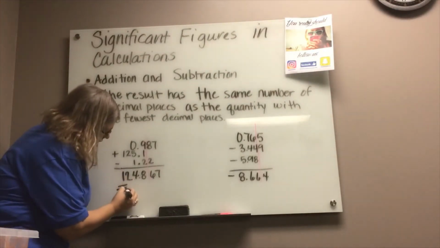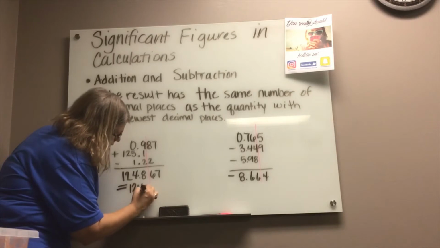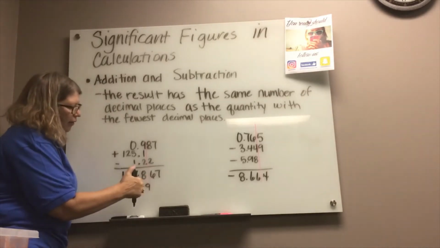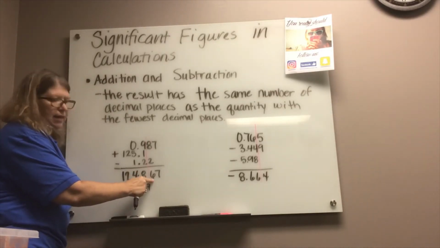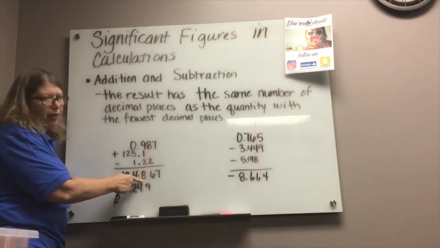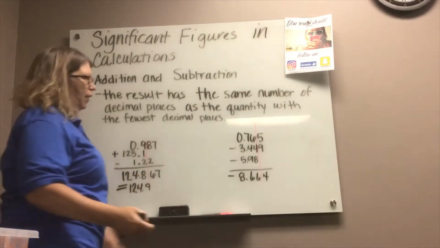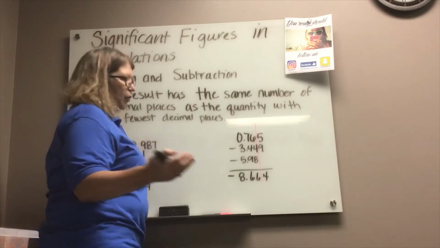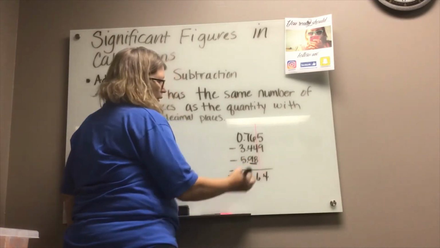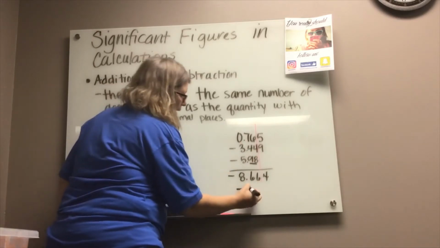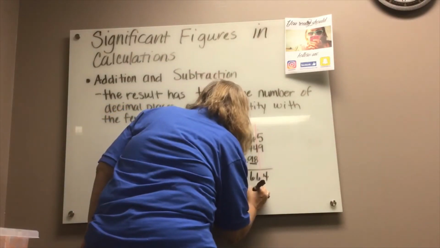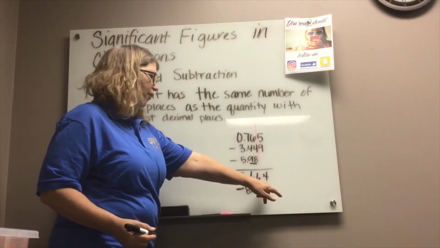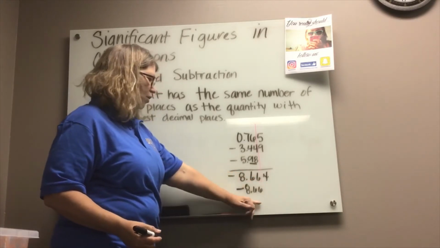So my answer here is going to be 124.9. And why is it 0.9? Because this number here is 6, so it's 5 or higher, so I'm going to round this number up to 9. And then looking at this subtraction problem here, we've determined that our factor with the fewest decimal places is this one here. So I've drawn my line, and I know that my answer is going to be 8.66. So that's 2 places after the decimal, because this 4 we rounded down. So it's negative 8.66.